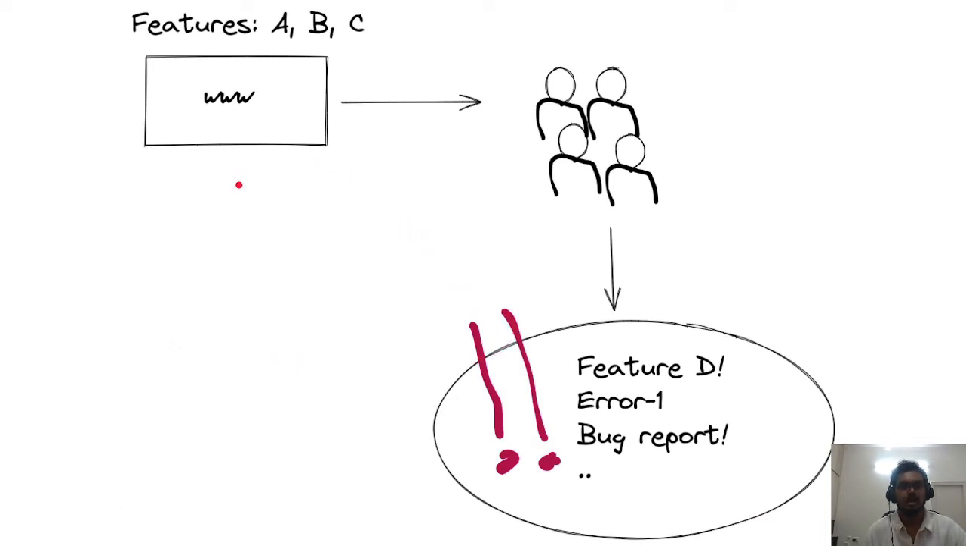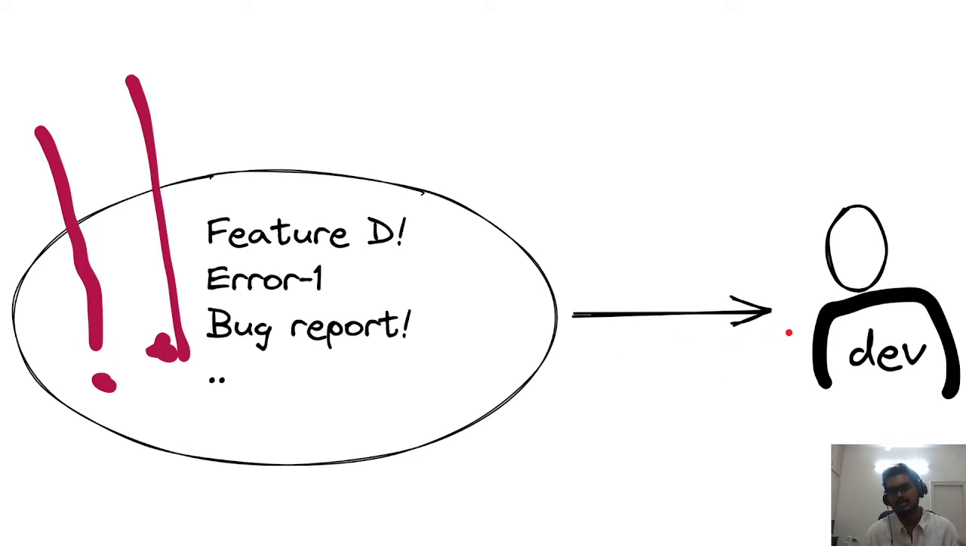Let's say you have developed a website and hosted it on a remote server for people to access. Let's say the initial version has features A, B, and C. Over a period of time, your users start reporting bugs, and they will also notice a few errors as well, and they might also ask for a new feature. So when these things accumulate, a developer is asked to solve them, to either create a new feature or solve the bugs and so on.